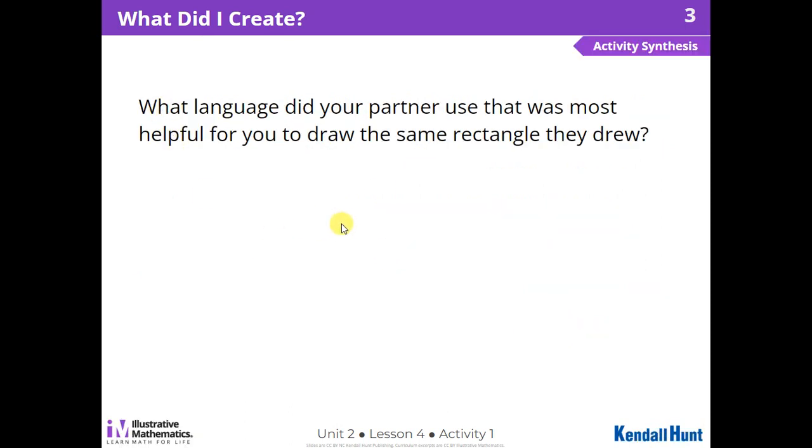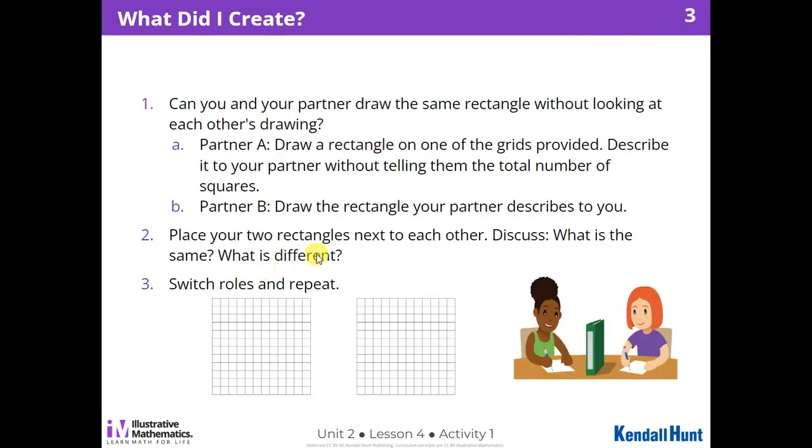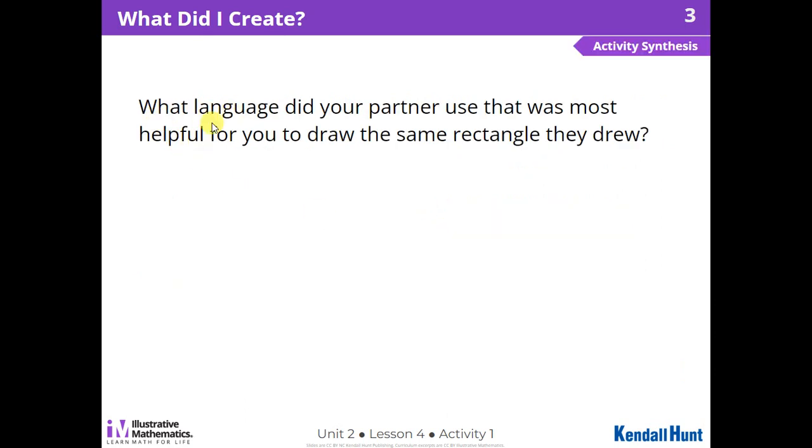Okay, then this should be time bound. For example, if the students are giving right answers and descriptions are also right, and the computer is also drawing the same thing, and the student is also understanding the description and drawing the same rectangle that the computer wants to draw, then they can switch. And you will ask, what language did your partner, like the computer, use that was most helpful for you to draw the same rectangle? Like you are expecting that it was talking about the length and width, or it was talking about the rows and columns, and that language is helpful for drawing the rectangle.